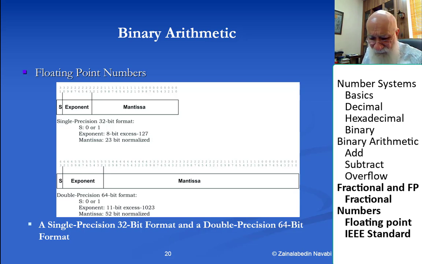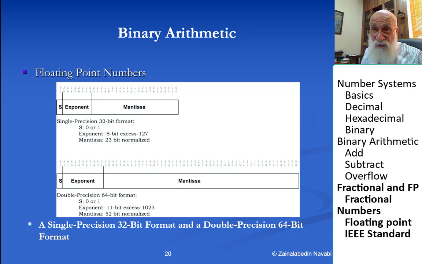And then you have 23 bits for the mantissa, and dropping a 1 to the left-hand side, assuming a 1 to the left-hand side of the mantissa, is always done. That's called normalized, and therefore you have a 23-bit normalized mantissa.